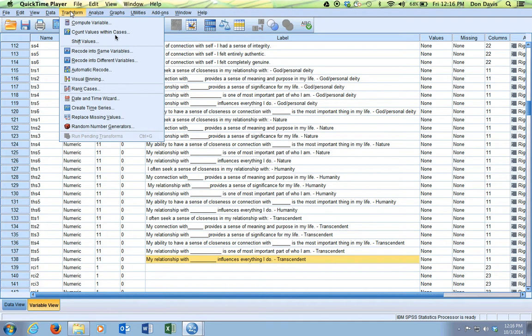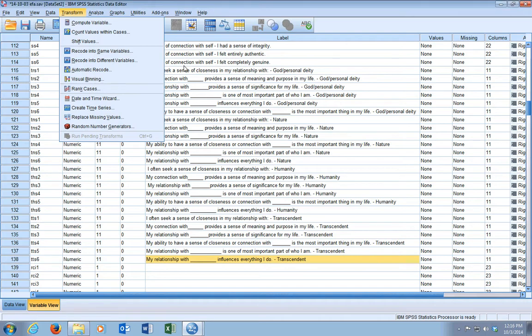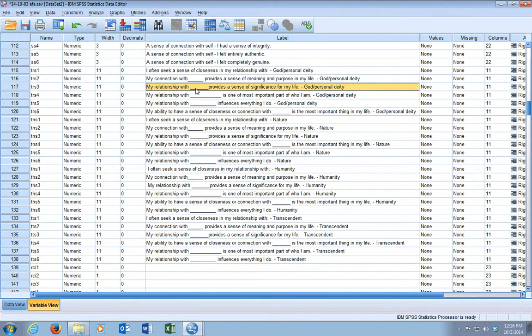Okay, I'm going to show folks how to do an exploratory factor analysis. So what we have here is a measure I created to assess four types of spirituality as a personality trait. The first set of items looks at a sense of closeness with God, and then I have parallel items for nature, humanity, and the transcendent.